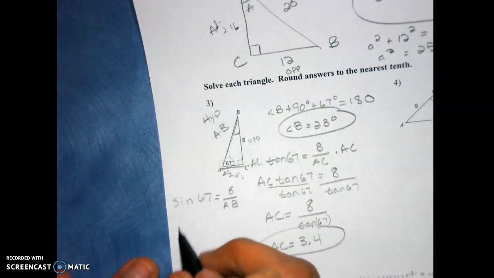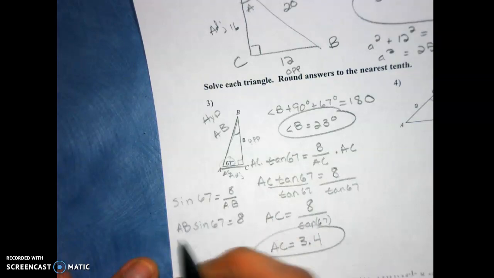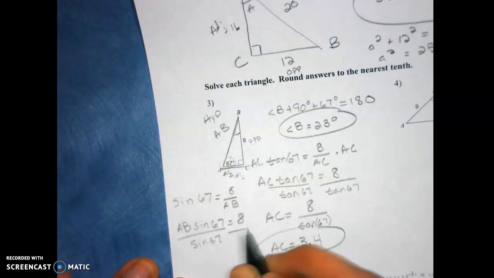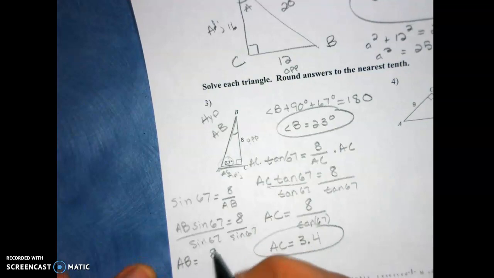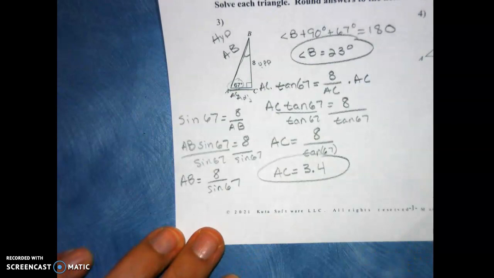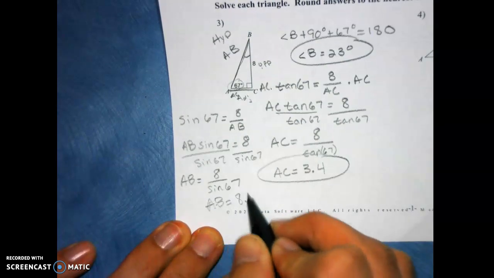Okay, so same thing here. I'm going to multiply by AB on both sides. 8 divided by sine. So now I have AB is equal to 8 over sine of 67. Okay, plug that into our calculator. 8 divided by the sine of 67. We get AB is equal to 8.7. Done.